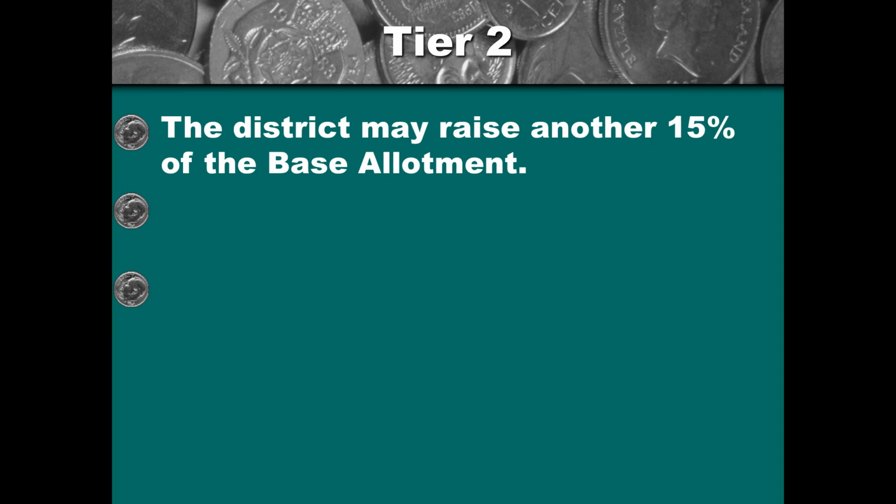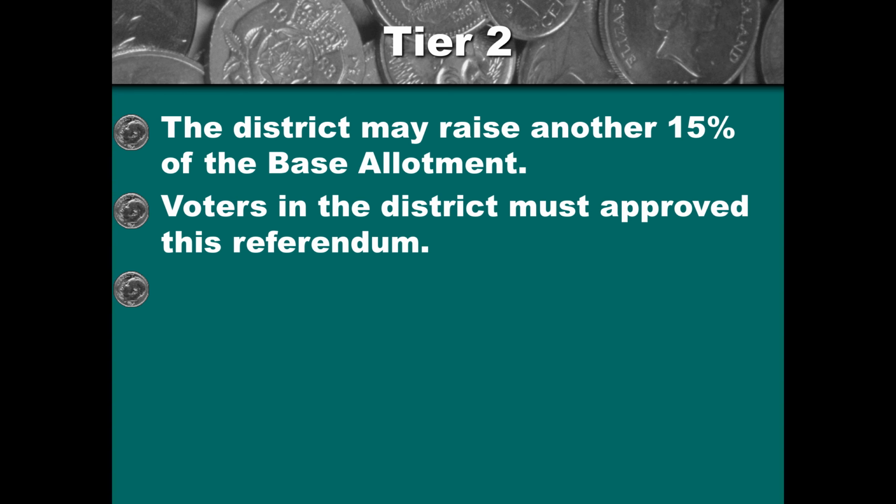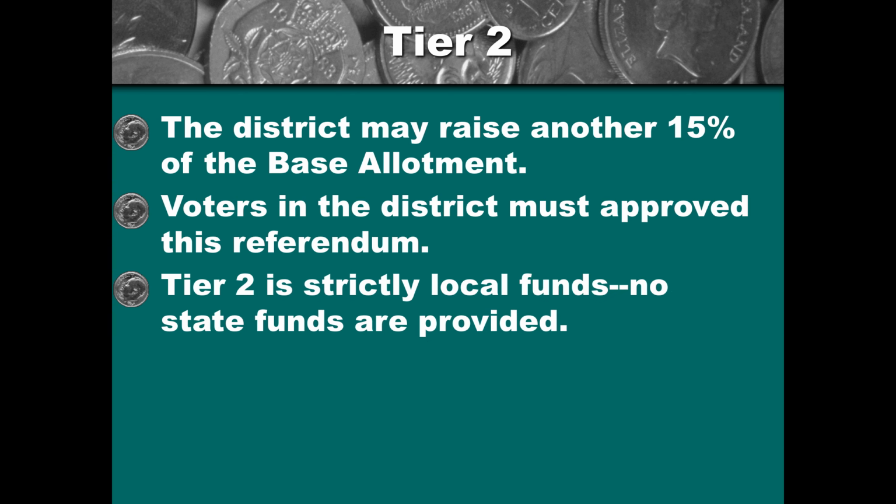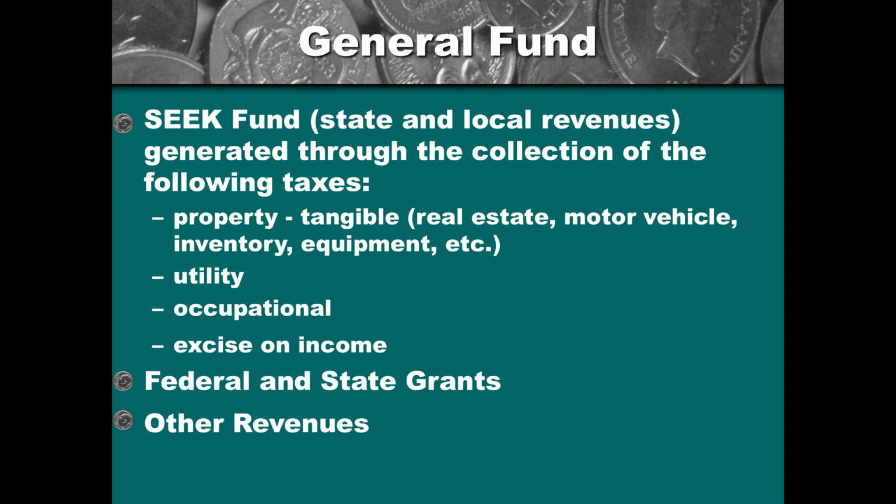Tier 2 is actually just local dollars, and districts may raise additional local dollars above that base allotment. Voters in the district have to approve it in a referendum, and it is, as I said, strictly local dollars. No state funds are provided.